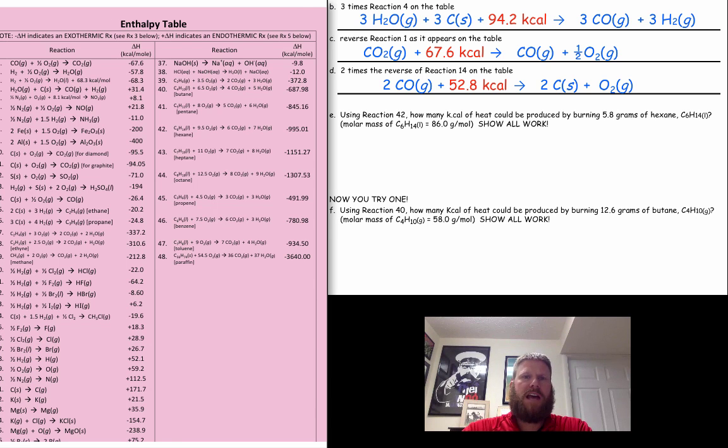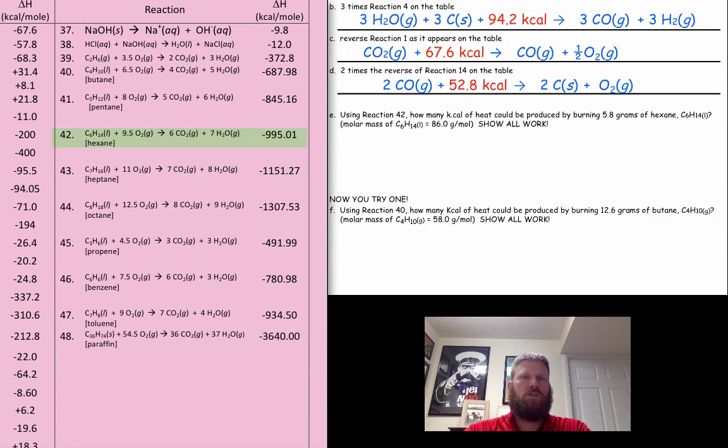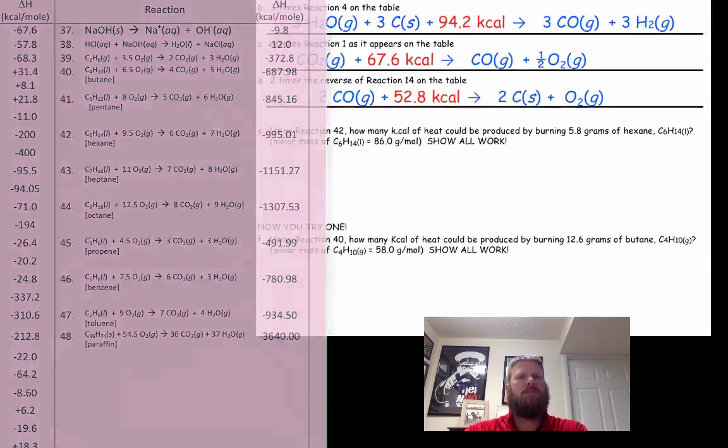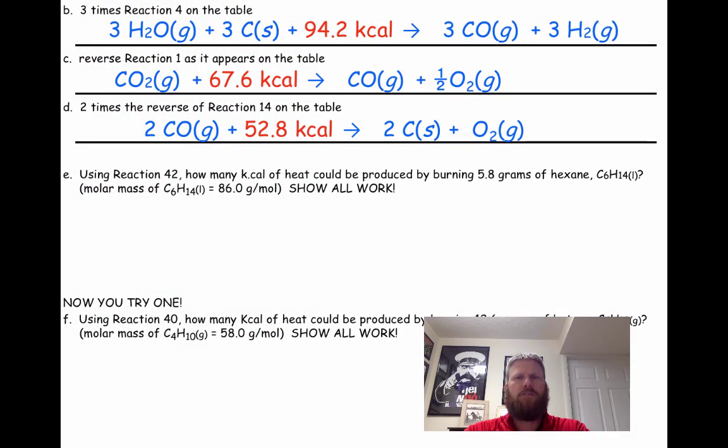We can also do stoichiometry with the enthalpy values that are given in the table. So using reaction 42, how many kcals of heat could be produced by burning 5.8 grams of hexane? Well, if we look at reaction 42, we can see that burning 1 mole of hexane produces 995.01 kcals of heat energy. We can use this as a conversion. Now, we don't have a mole of hexane, we only have 5.8 grams of hexane. Sounds like we're going to have to follow the stoichiometry game plan.